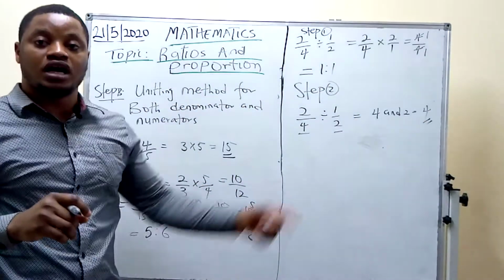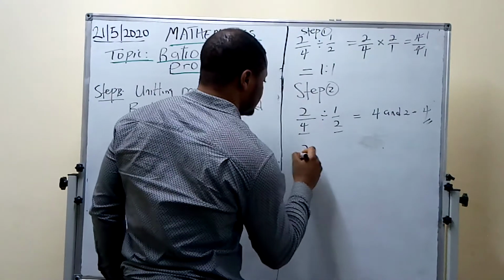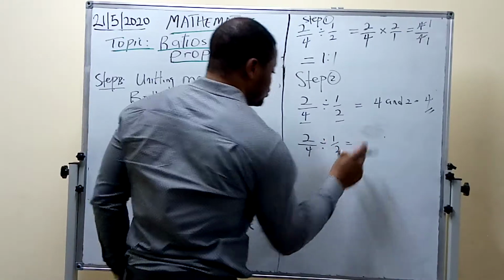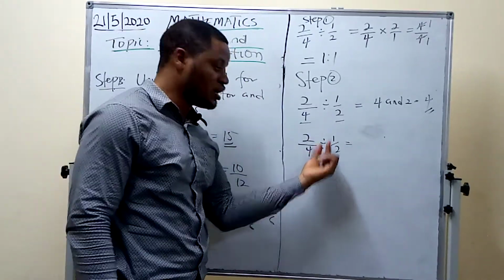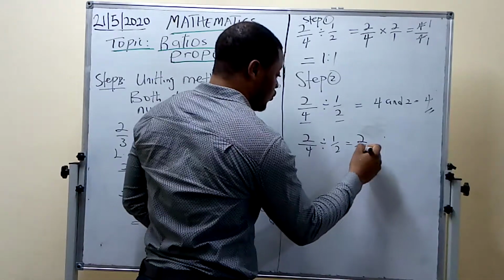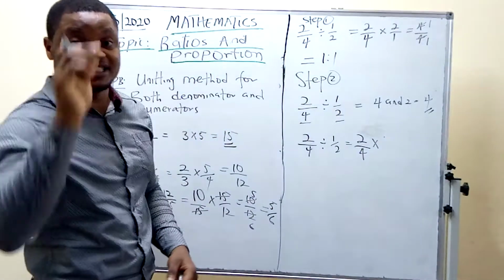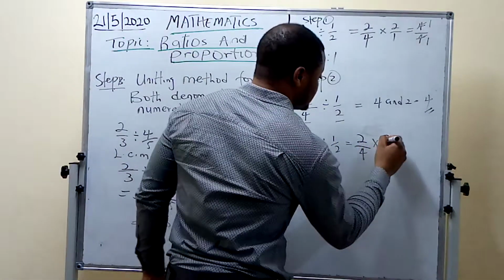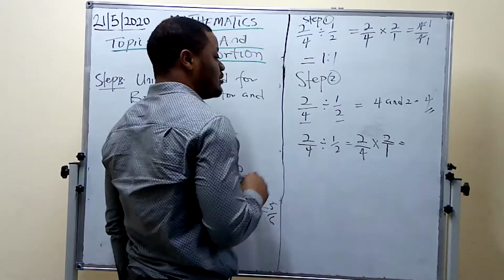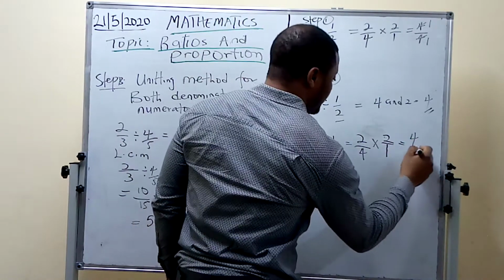Now, having gotten the LCM, so we proceed. 4/2 divided by 1/2. This is division. I have to change it to what? Multiplication. 2/4 times the denominator is coming up and the numerator is coming down, 2/1. 2 times 2 we have 4. 4 times 1 we have 4.